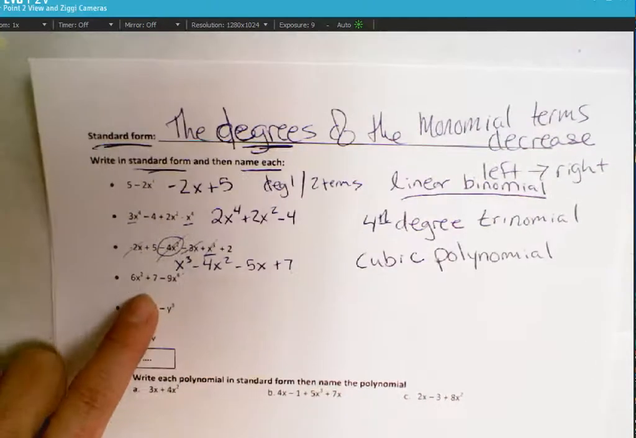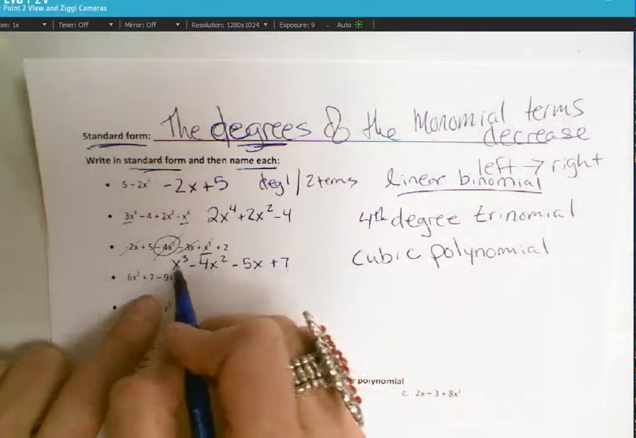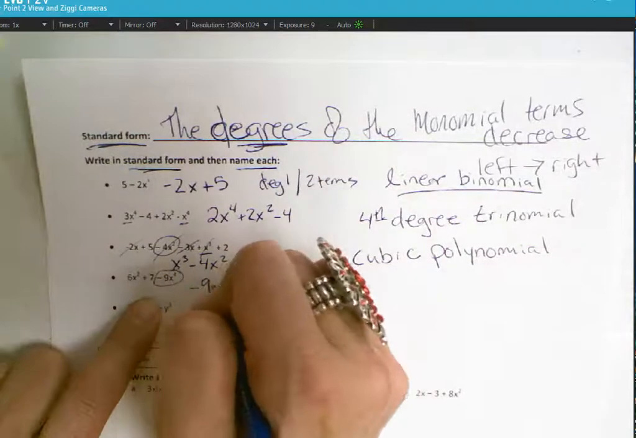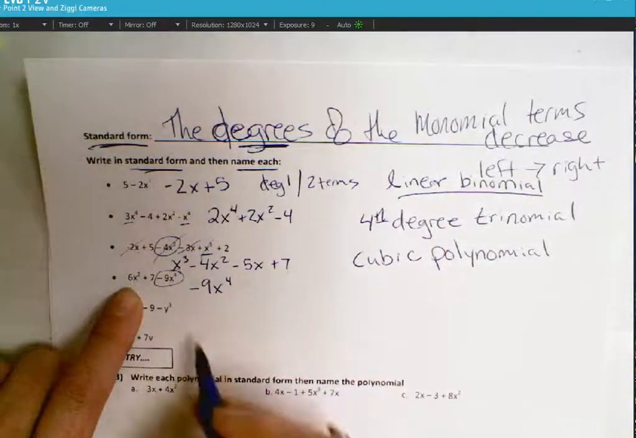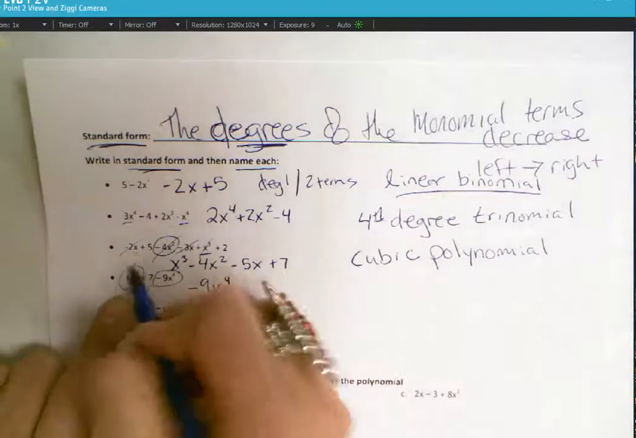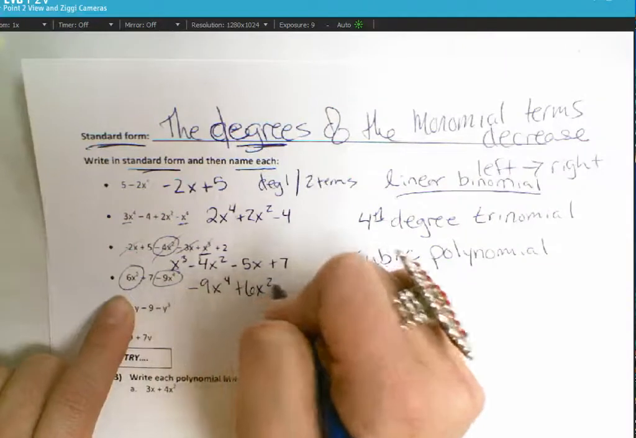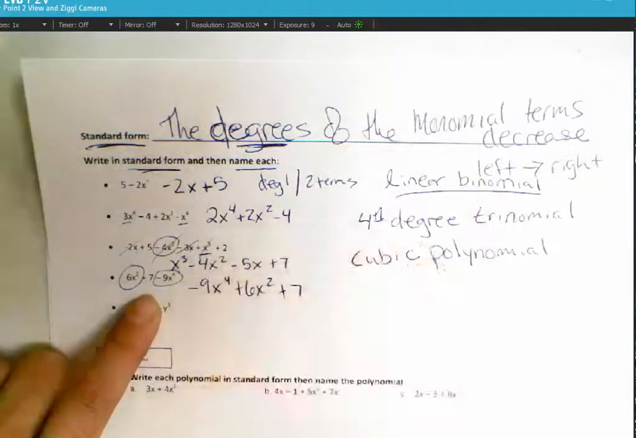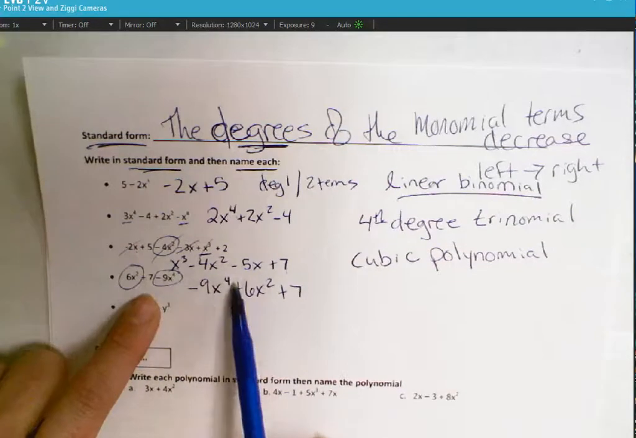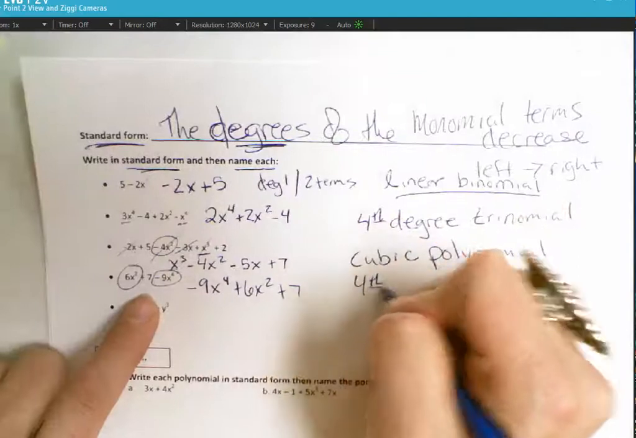We have the next one, so we look and see what the highest term is. Well, that's negative 9, so negative 9x to the 4th. Then I don't have any to the 3, and I have a 6, so plus 6x squared plus 7. The highest degree is 4, so it's 4th degree.